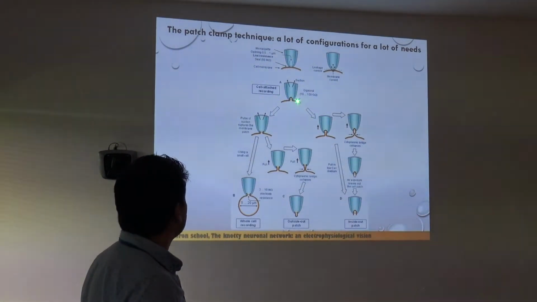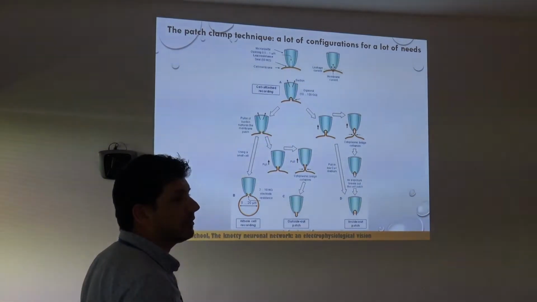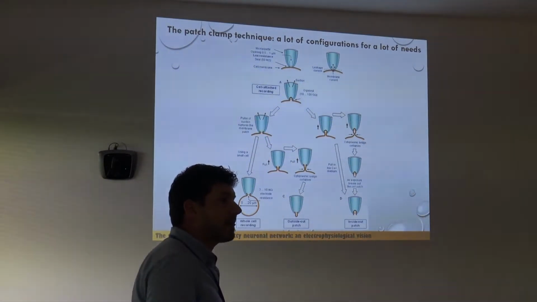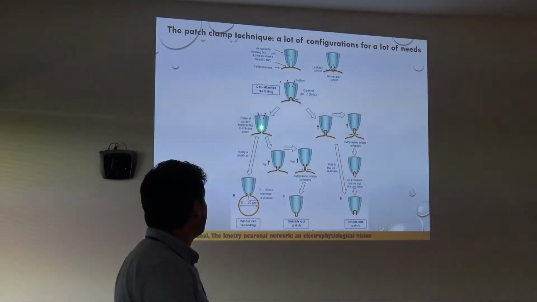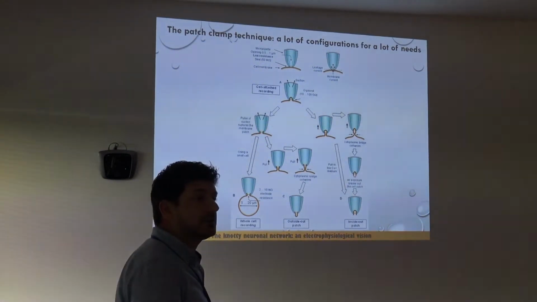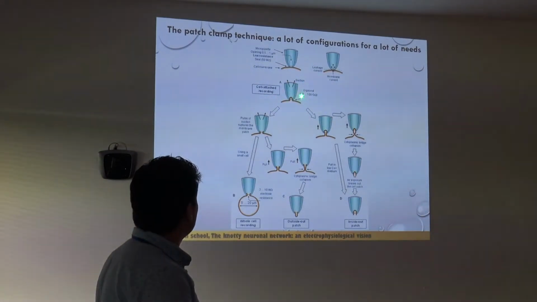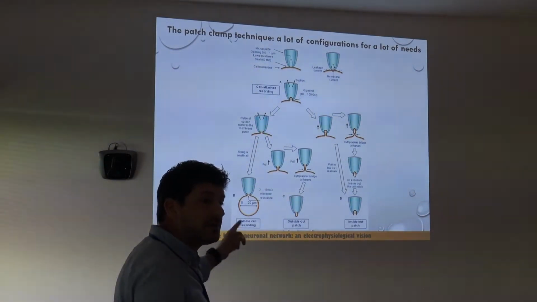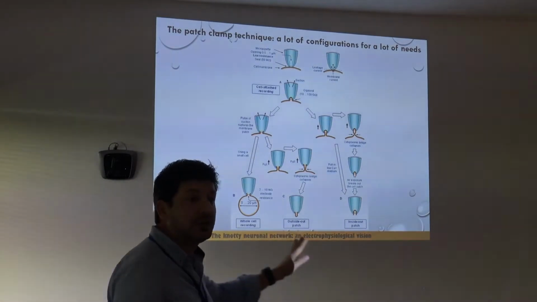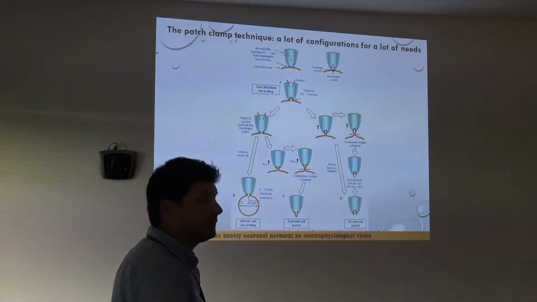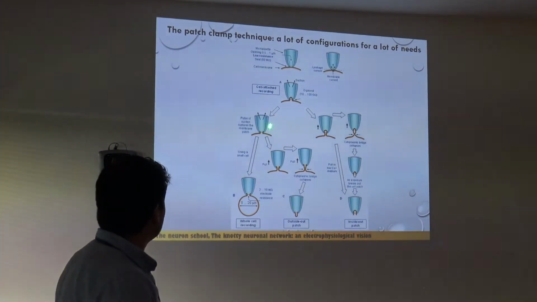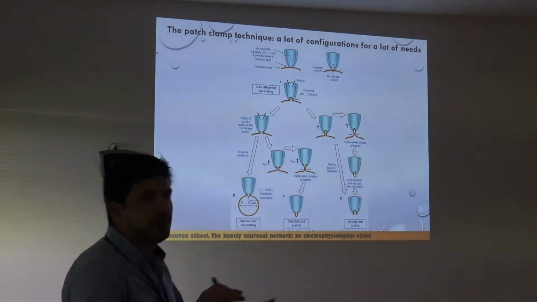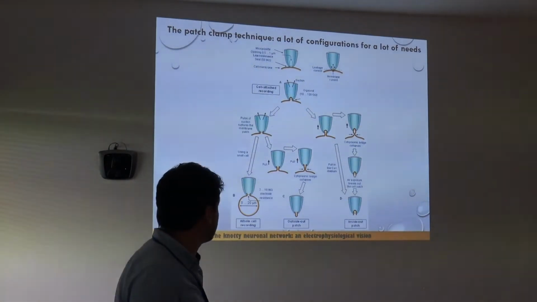After that, you can go into the whole-cell configuration. You apply a much bigger suction in order to break the membrane inside the electrode. From here, you have no communication between the solution inside the electrode and the cytoplasm. But here, you have direct communication between the electrode and the cytoplasm. At this point, you have total control of your neuron. Here, not. So you can go into whole-cell recording, which is the most common configuration for electrophysiologists.